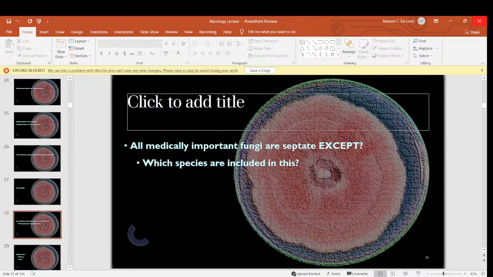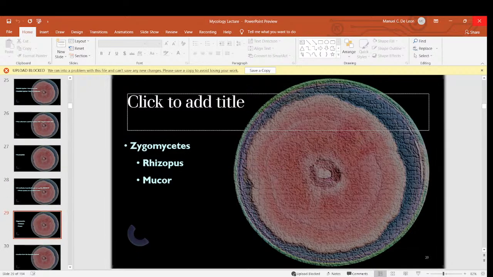And the medically important fungi are septate except for one. This is a question that was asked in the board exam of one of my students in previous years. I think it was 2017. I'm not sure if it's the local board exam or the international certification exams, but this was a question. All medically important fungi are septate except for... So please try to remember this one or write it on a piece of paper as we go along. I will mention some of the questions that were asked previously in the board exams. So this includes what?